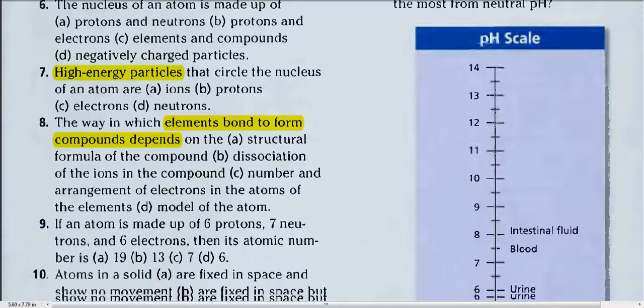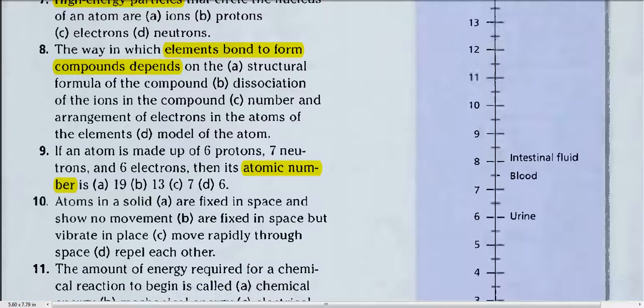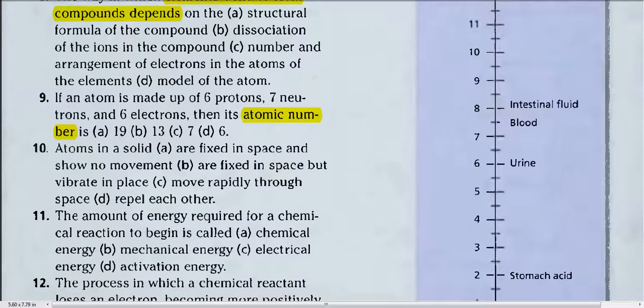9. If an atom is made up of 6 protons, 7 neutrons, and 6 electrons, then its atomic number is A, 19, B, 13, C, 7, D, 6. 10. Atoms in a solid A, are fixed in space and show no movement, B, are fixed in space but vibrate in place, C, move rapidly through space, D, repel each other. 11. The amount of energy required for a chemical reaction to begin is called A, chemical energy, B, mechanical energy, C, electrical energy, D, activation energy.